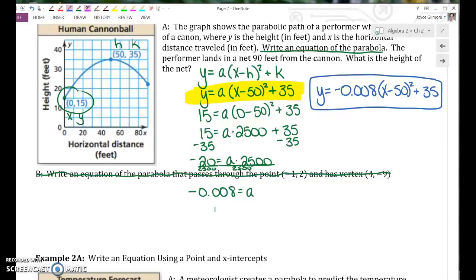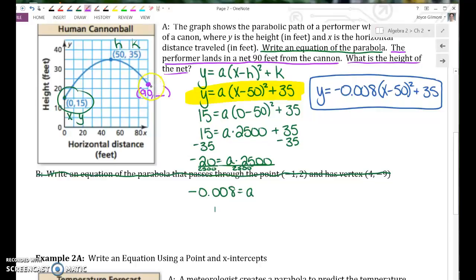Next, the performer lands in a net 90 feet from the cannon. What is the height of the net? So this point right here is 90 comma something. 90 feet horizontally into this flight, he's going to land in this net, and we want to know how high that net is.